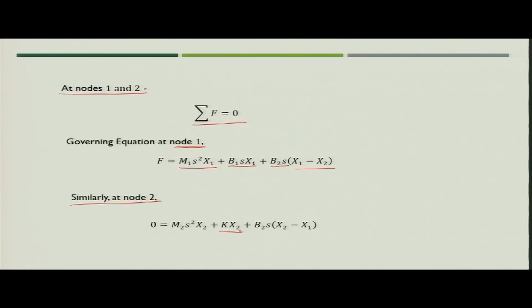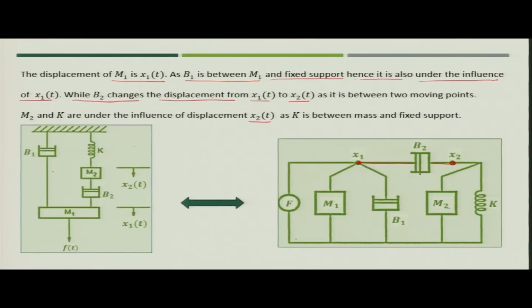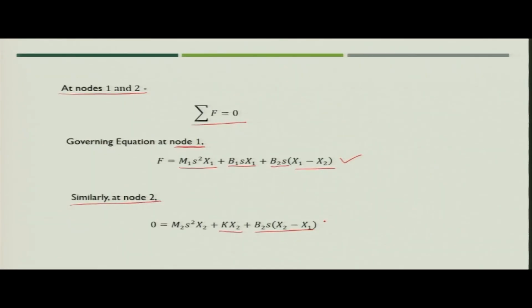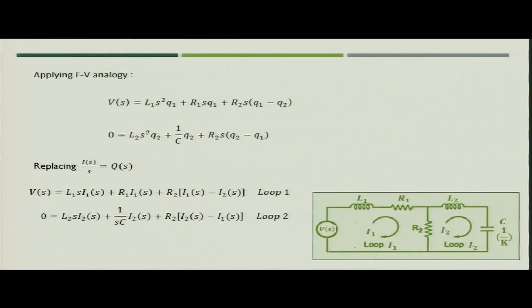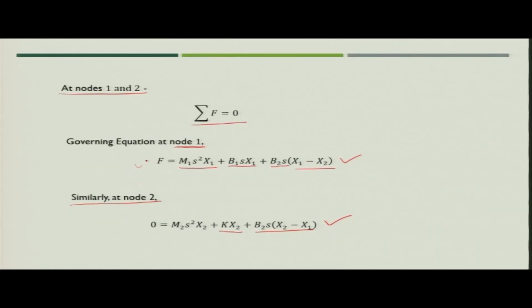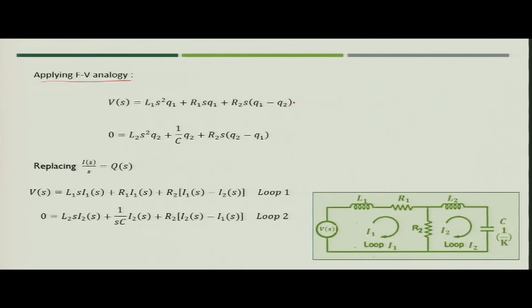So, you write k x2, then again b2 s (x2 minus x1), that is because of the dashpot which you have between x1 and x2. So, now you have got two mechanical equations for node 1 and node 2. Now, if you use force-voltage analogy, you can simply write these two equations in the corresponding analogous voltage equations.